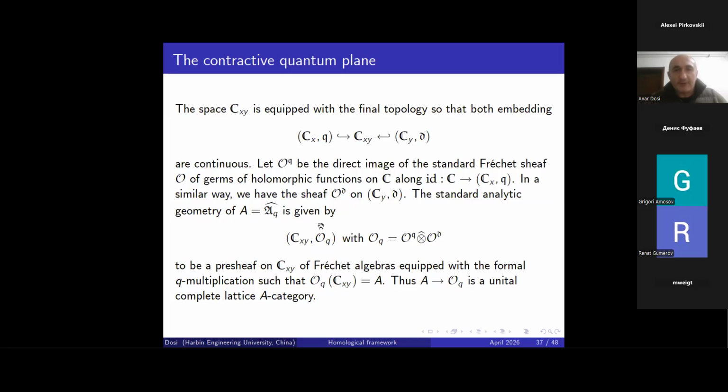I have a notation like O_q, O_D. Look, this is a standard analytic geometry of the Arens-Michael envelope. This couple is a presheaf with projective tensor product. This is indeed a presheaf of Fréchet algebras, not a sheaf. So with the q multiplication, the global sections will be A, and this is indeed a unital complete lattice A category.